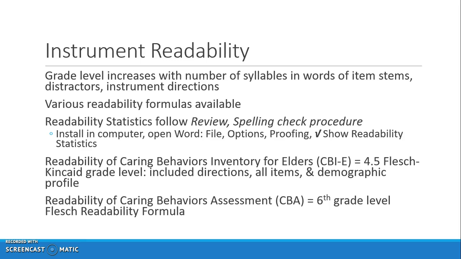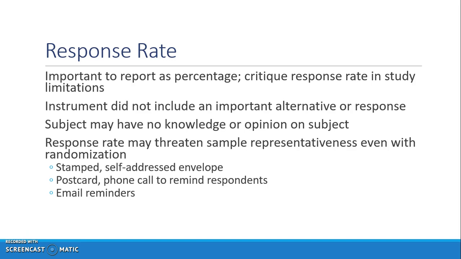Some examples here: the Caring Behaviors Inventory for Elders has a 4.5 Flesch-Kincaid grade level, including the directions, all items, and the demographic profile. That's important because it was administered to different people, both older people and also those persons that took care of them. It was not an acute care sample, by the way. And the Caring Behaviors Assessment is at a 6th grade level, so the investigators reported that.